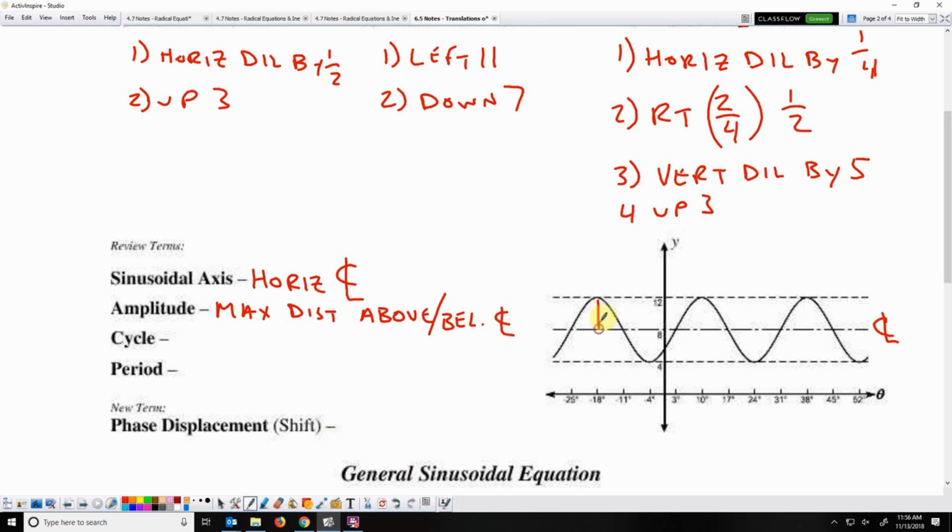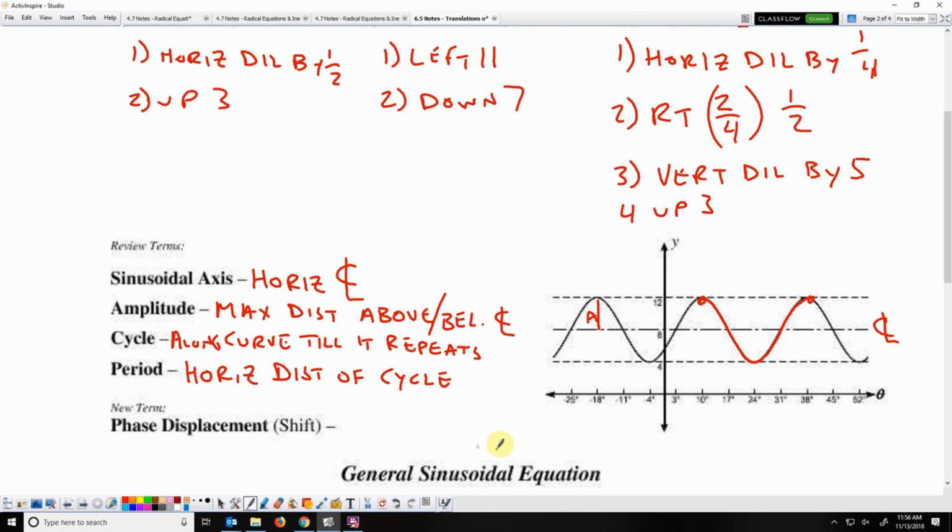So here's an example of the amplitude. A cycle is tracing along the curve until it repeats. So if I start here, I can trace down and back up, and if I go any farther, it's going to repeat. So that is 1 cycle. A period is the horizontal distance of 1 cycle. So from here to here is a period.